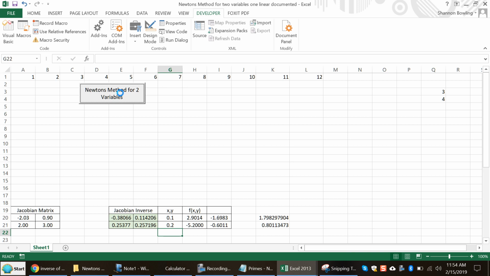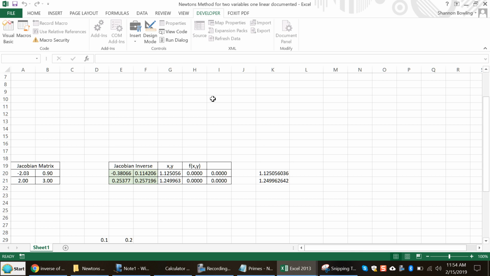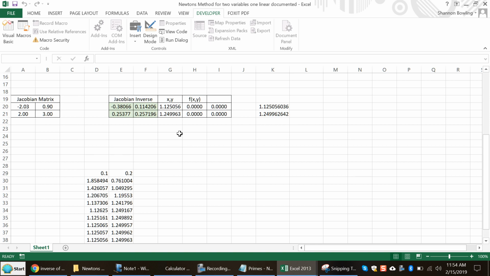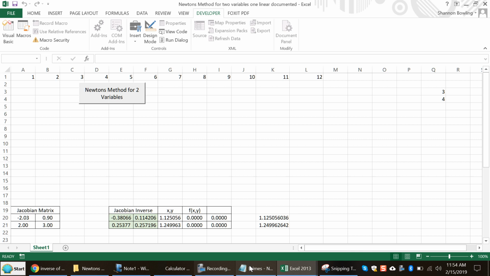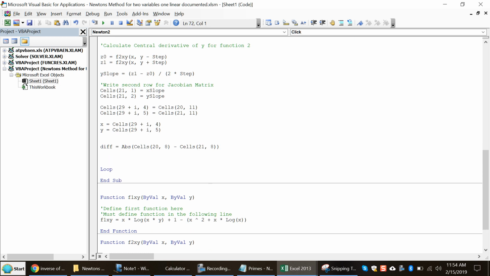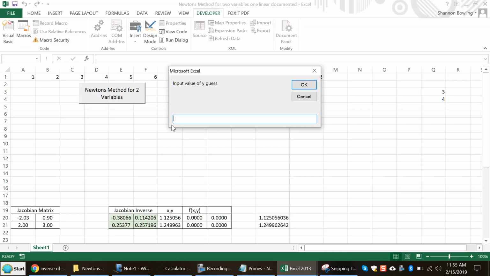The problem is that I see my Jacobian changes. So let me do this real quick so we can step through this. Let me add a message box. All right, there we go. This will help out. So 0.1, 0.2.